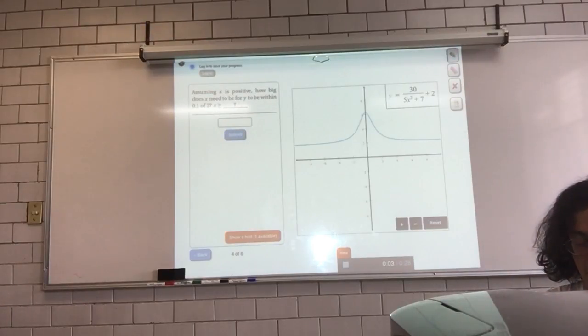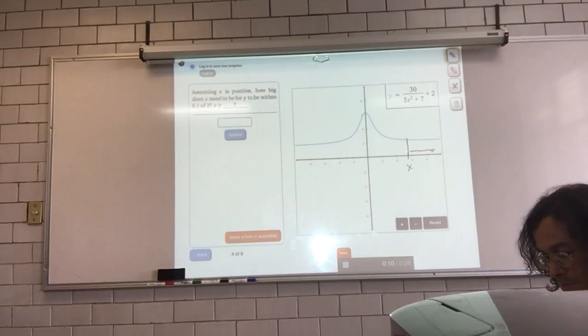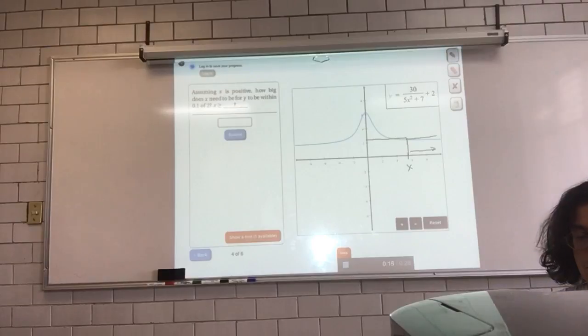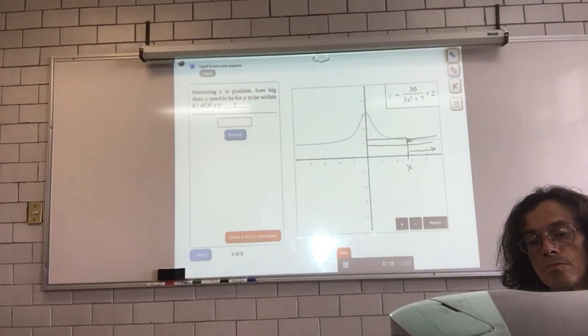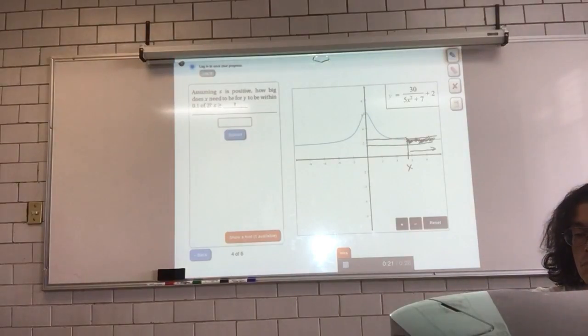Okay, but if y is really getting closer to 2, then we should be able to find another value of x. I'm just going to guess it's over here. So that for every input larger than this x, y will be within 0.1 of 2. So it'll be in this tinier window here. So what is this value of x?